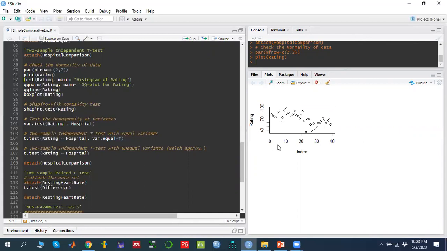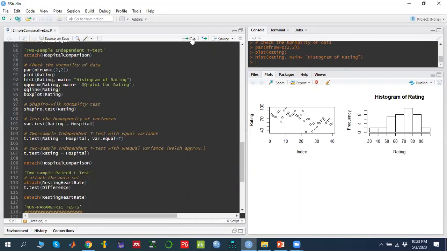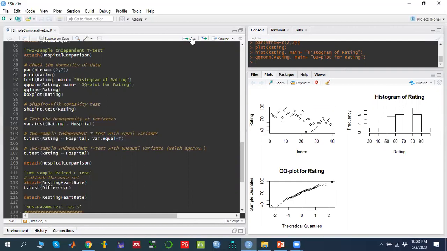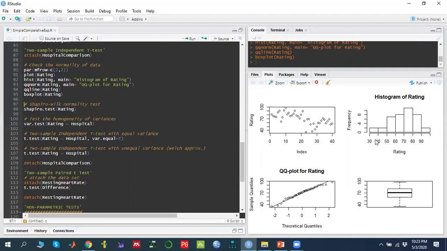So we have a total of 40 data points, 20 for hospital rating A and 20 for B, right? And both are independent. Then we apply the histogram to check the normality. It looks like a normal distribution, and we also apply the normal probability plot, which is the QQ plot. With the help of the QQ plot as well as the histogram, we can see if the data follow the normal distribution, but this is purely a descriptive approach.